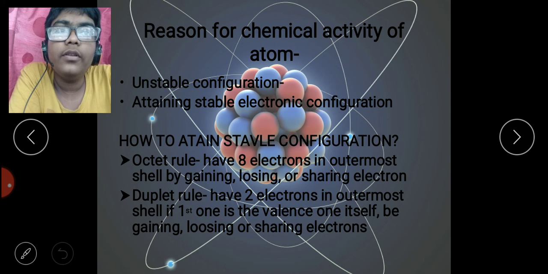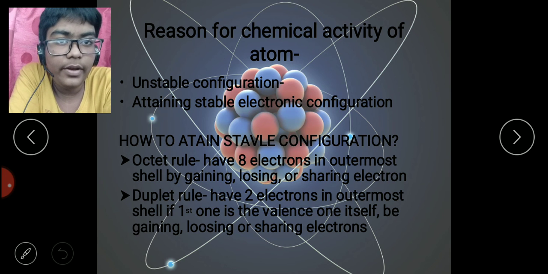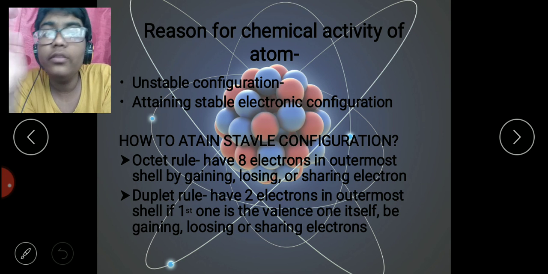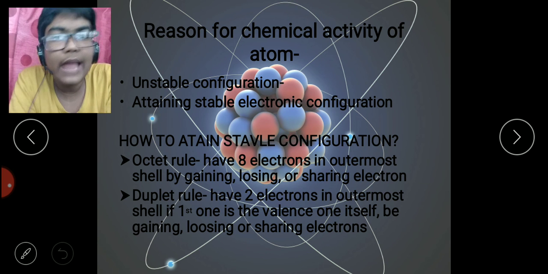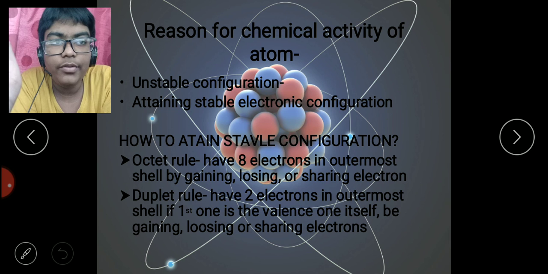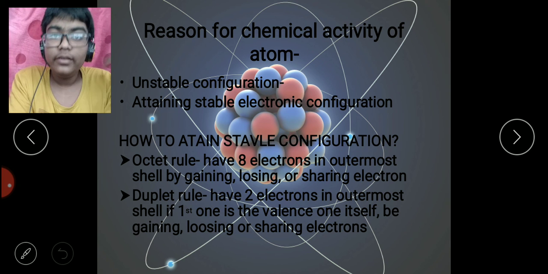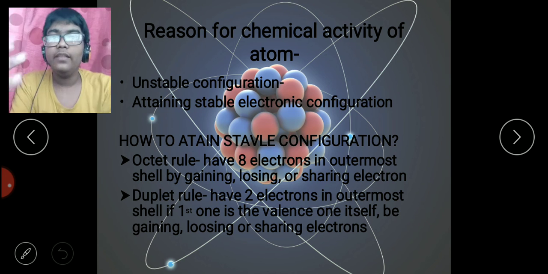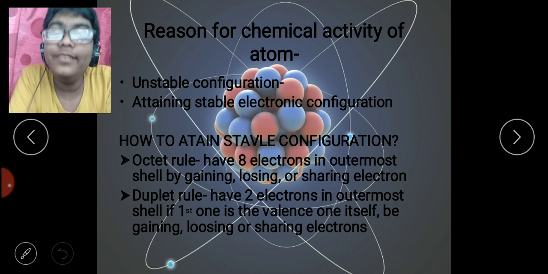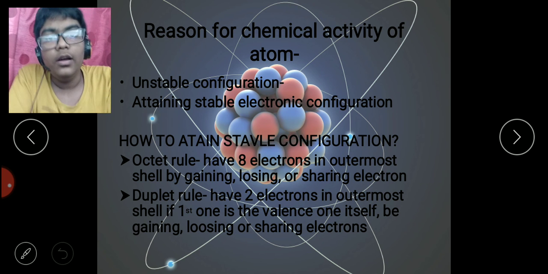What is the reason for the chemical activity of an atom? The first is the unstable electronic configuration. The atom is unstable when its electronic configuration is not stable, and it is very reactive. Therefore, it wants to attain a stable electronic configuration. While attaining that, it loses, gains or shares electrons. That forms a bonding between atoms, which is chemical bonding. We will learn about this chemical bonding in some other class.